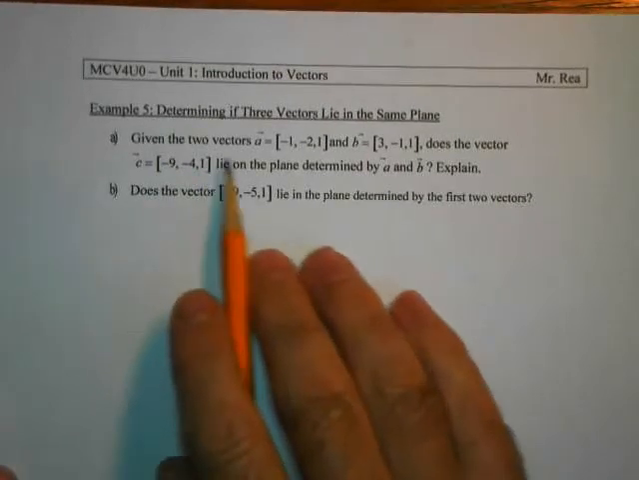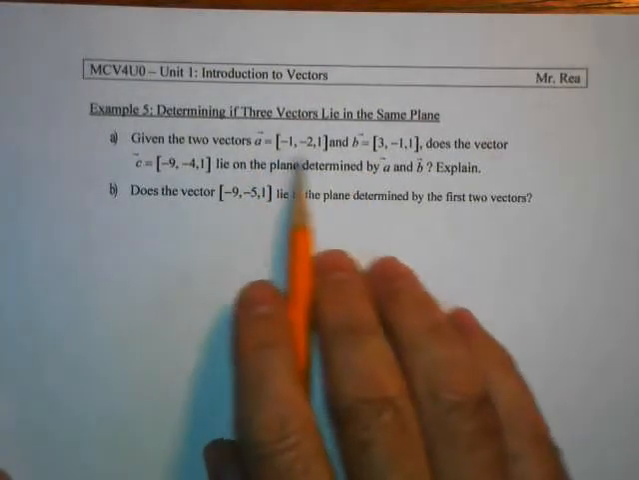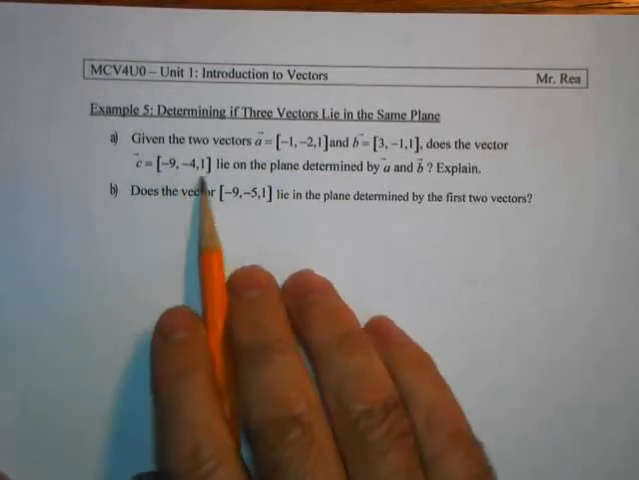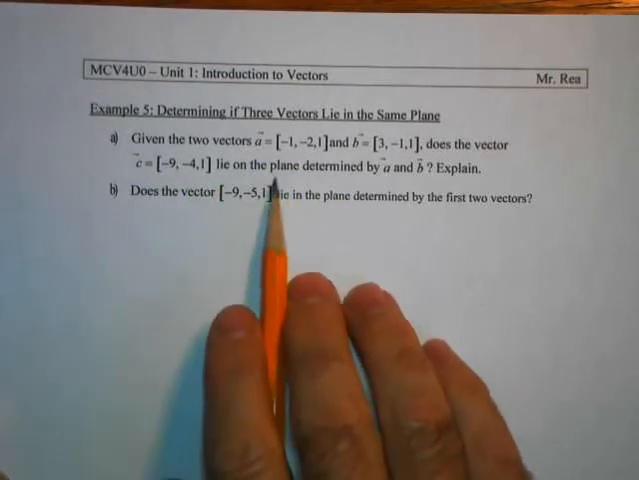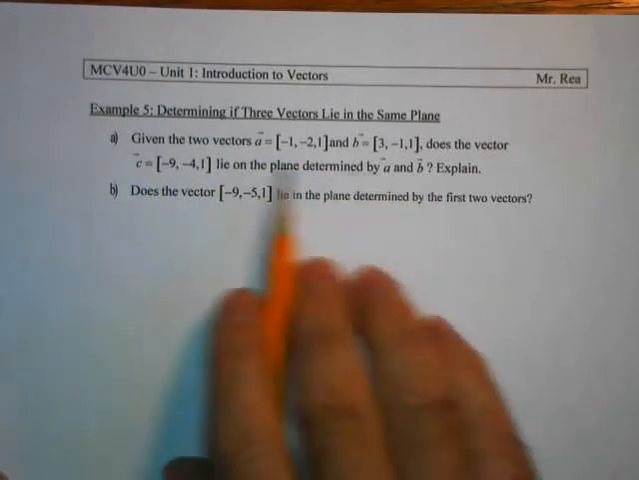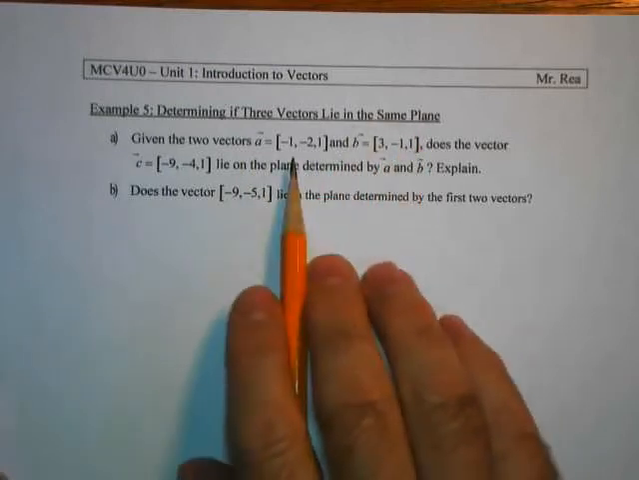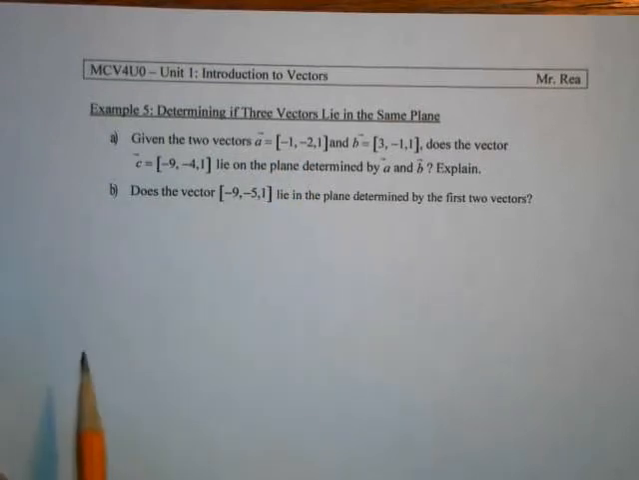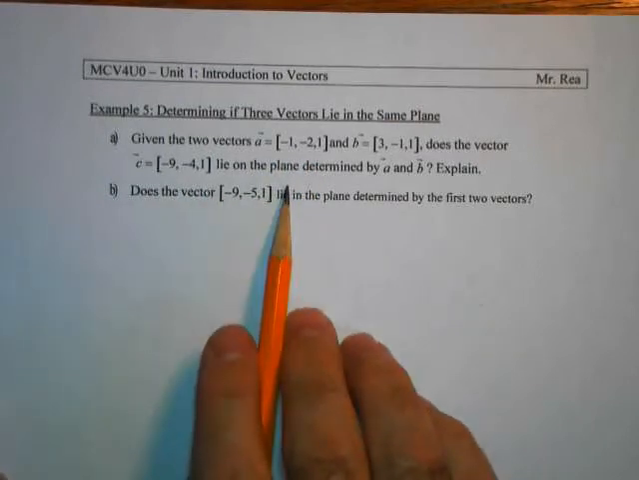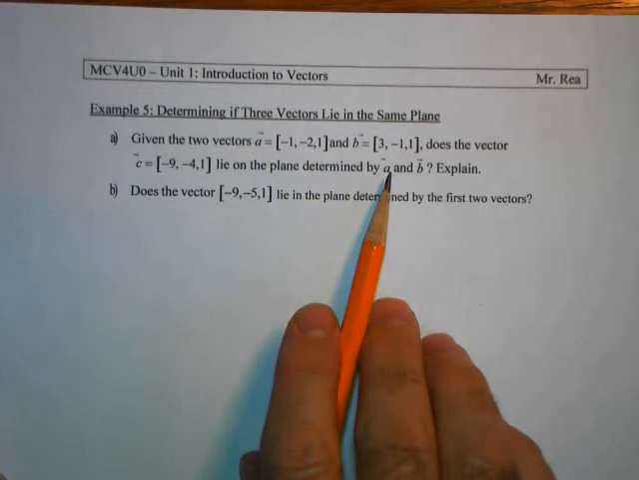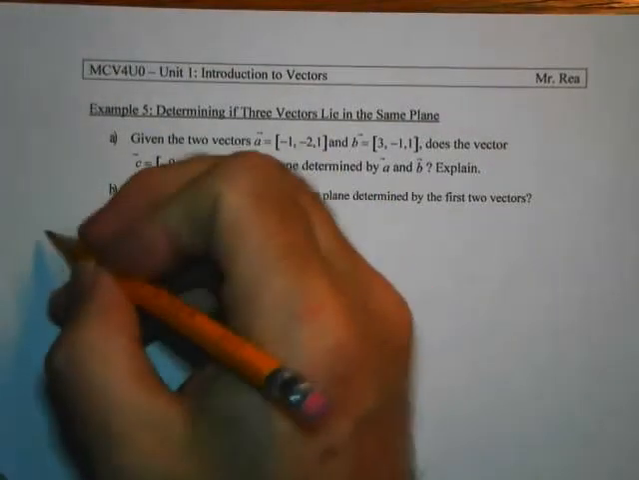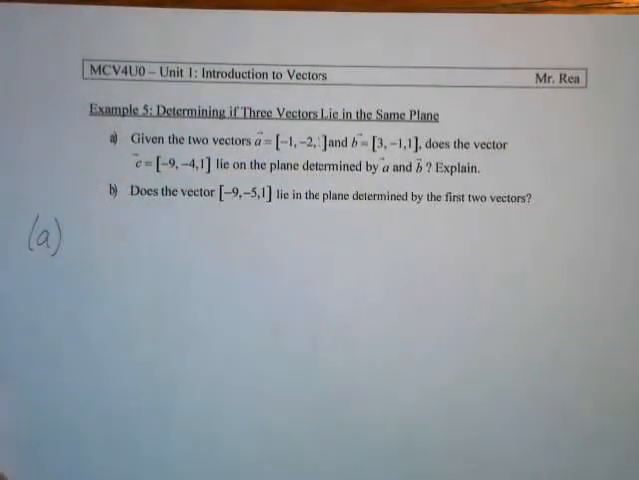Okay, so given the two vectors a and b with the components given there, does the vector c with those components lie on the plane determined by a and b? You notice we've jumped obviously to 3 space because we've got our 3 components, x, y, and z. So how do we go about this? Well, it basically starts off the same way as the previous 3 questions did, or at least 3 of the previous questions.